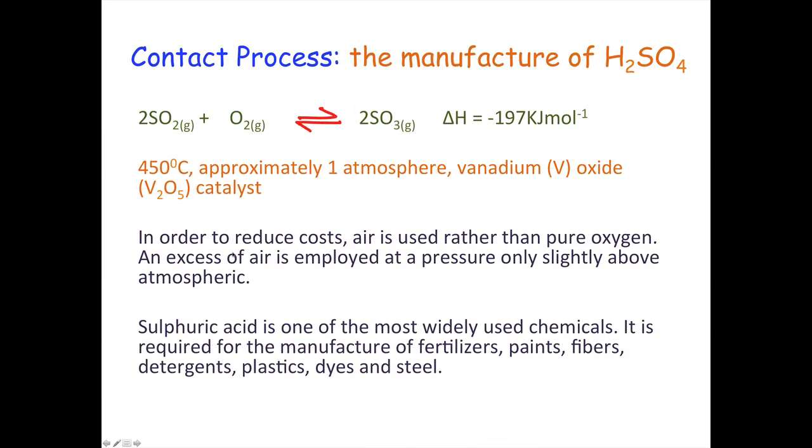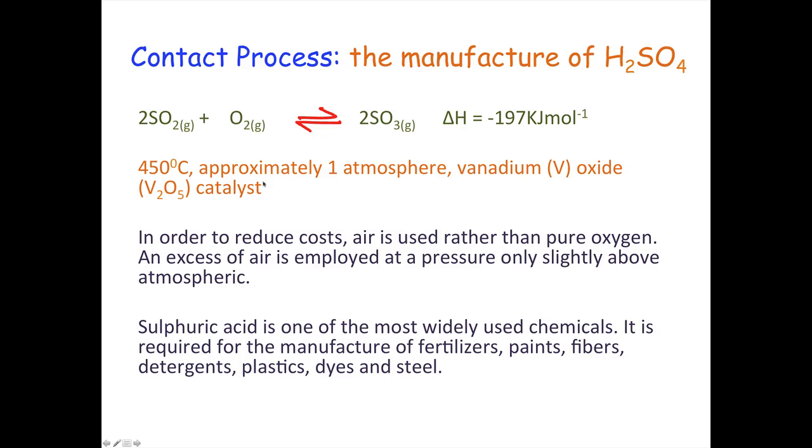Another industrial process, which is also an equilibrium reaction, is the contact process. And the contact process is the manufacture of sulfuric acid. Now, the first reaction in the contact process is where you react sulfur dioxide gas plus oxygen gas to give you sulfur trioxide. So this is the first step in the industrial production of sulfuric acid. Once again, we use a temperature of 450 degrees Celsius, approximately 1 atmosphere, and a catalyst of vanadium(V) oxide, or you might see in some textbooks it's called vanadium pentoxide.